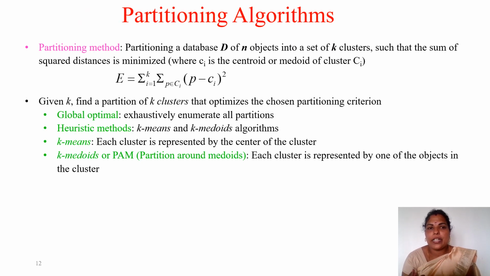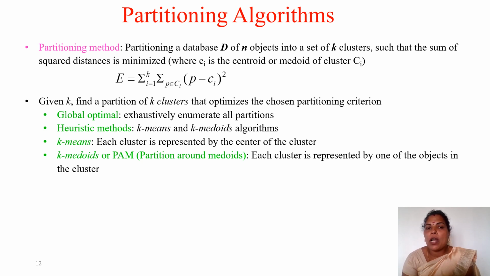Let us see one partitioning algorithm. In the partitioning method, we are partitioning a database D of n objects into a set of k clusters such that the sum of the distances is minimized. If the sum of the distance is minimum, then it belongs to that particular cluster, where Ci is the centroid or medoid of cluster Ci. The formula for the sum of squared distances is summation i equal to 1 to k, sigma p belongs to cluster Ci, (p minus Ci) whole squared. So given k, find a partition of k clusters that optimizes the chosen partitioning criteria.